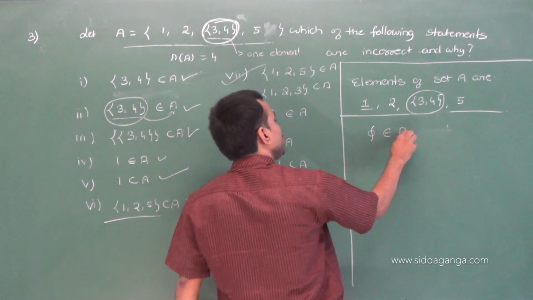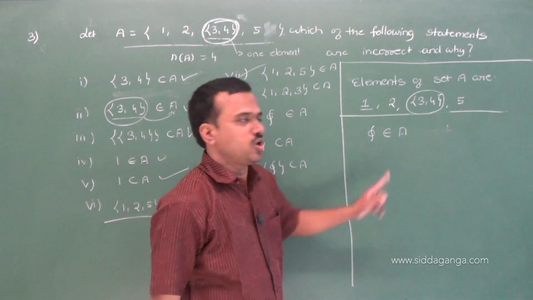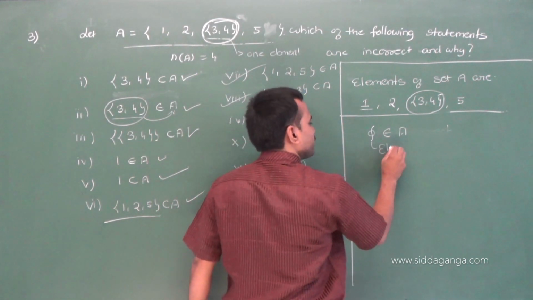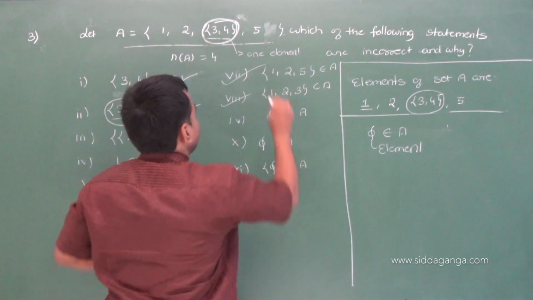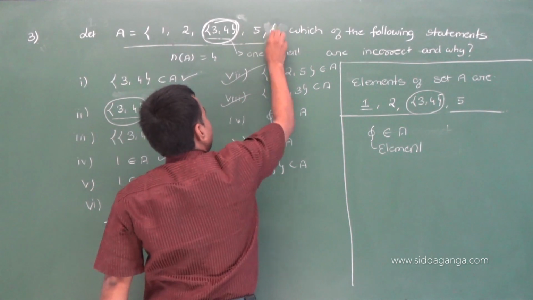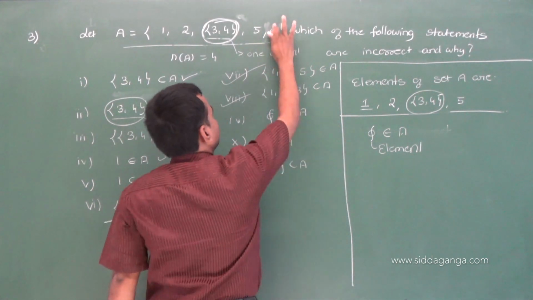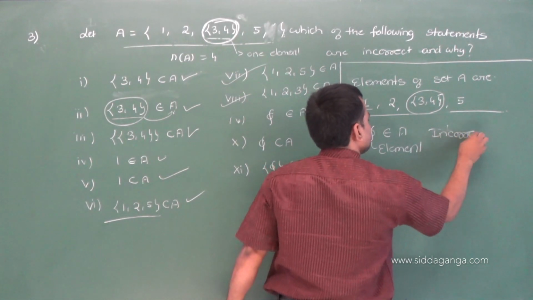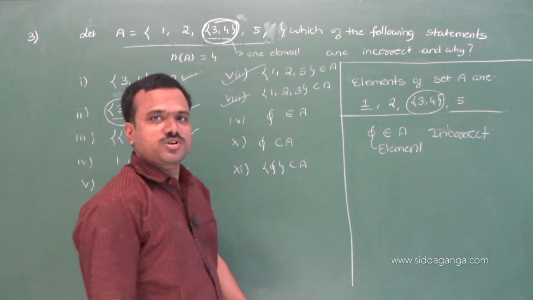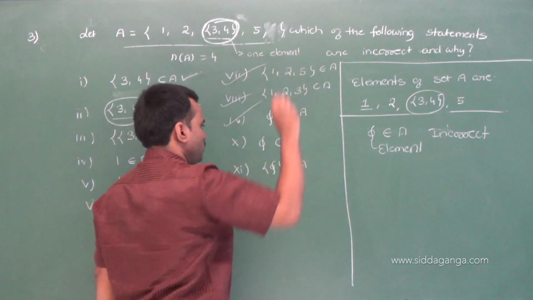Empty set belongs to A. If I write belongs, it is an element. Here, if I write empty set as an element, then only it is correct. Empty set is not there. That's why it is incorrect. This one is over.